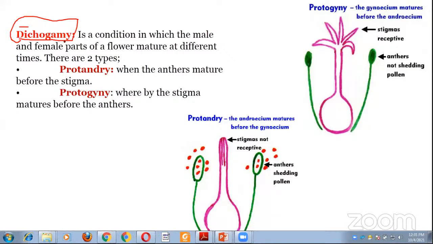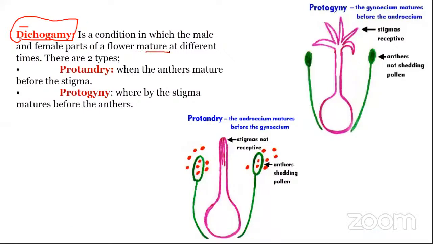Dichogamy is a condition in which the male and female parts of a flower mature at different times. That's why I said dichogamy, whereby if the anthers mature first before the stigma, that is protandry. I want you to take note of this pro, then andro and gyne, from androecium, which means male, and gyne, which means female. That should always give you a clue which one matures first, okay?